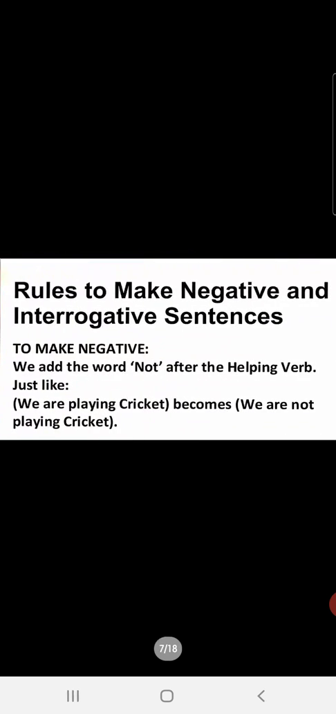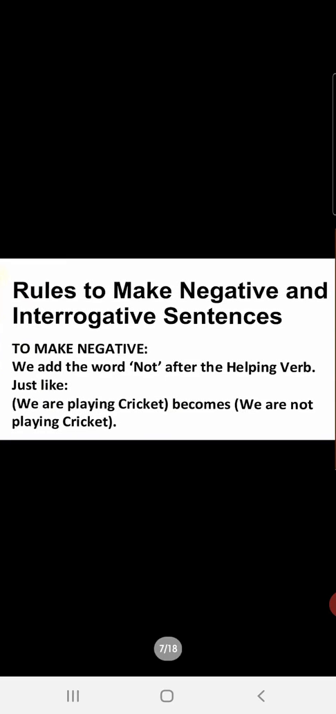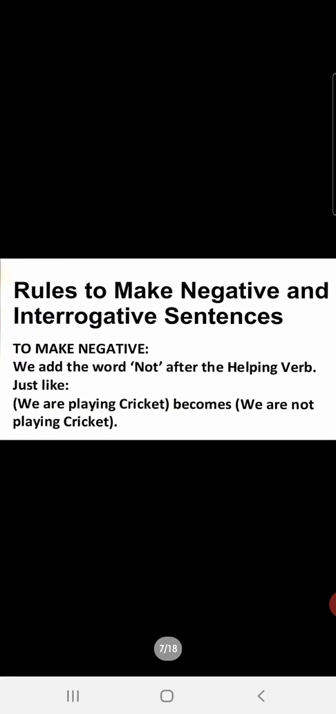Alright? Now, today, let us quickly revise. We add the word not after the helping verb, children. After the helping verb, we are playing cricket becomes we are not playing cricket. Are is the helping verb here, and playing is the main verb here, which is there in ing form, which means continuous tense, right?